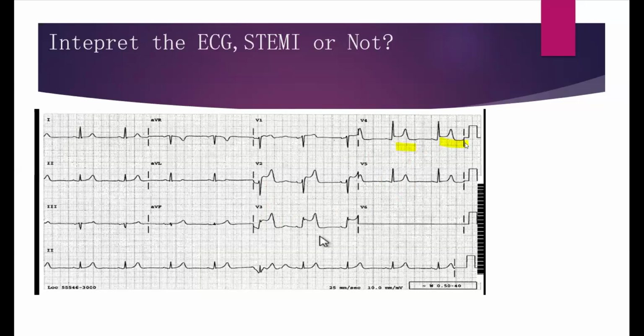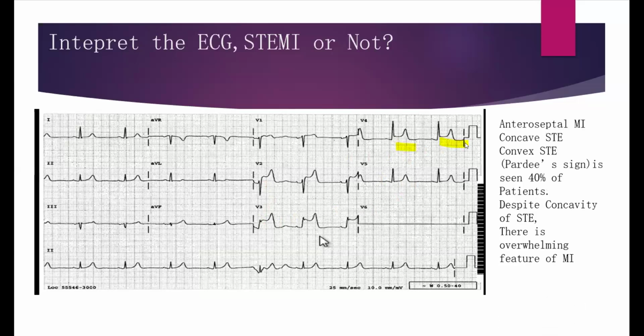Yeah, you're right. You have the right answer. The only thing is that not all ST elevations are concave. So the convex ST elevation is called the tombstone sign. It only occurs in 40% of patients. So sometimes you can have the convex. So the only thing that you're looking at mostly is the ST elevation. Look at the ST, and it has gone above the baseline.